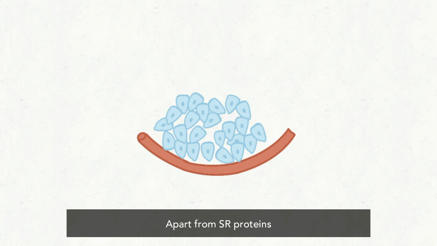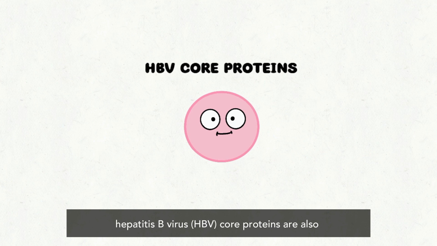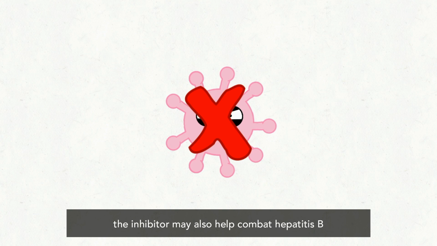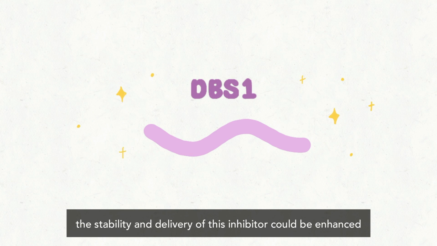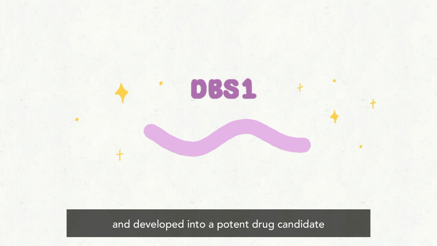Apart from SR proteins, hepatitis B virus core proteins are also substrates of SRPK1. That means aside from cancer, the inhibitor may also help combat hepatitis B, a viral infection that attacks the liver. Hopefully, in the future, the stability and delivery of this inhibitor could be enhanced and developed into a potent drug candidate.